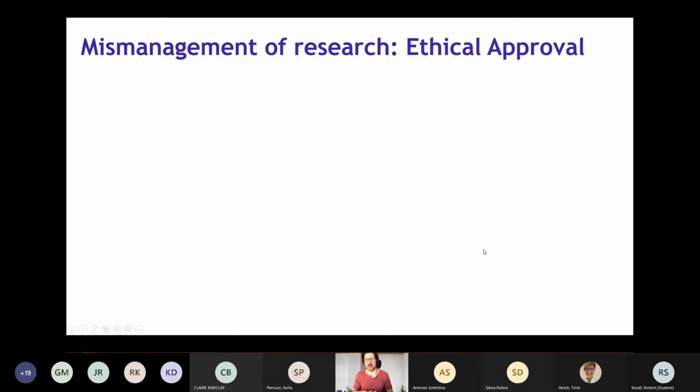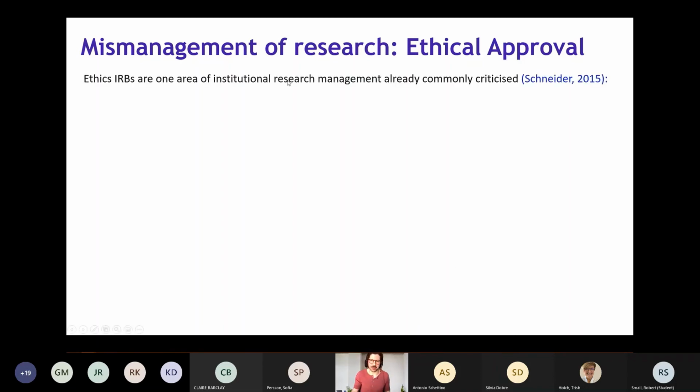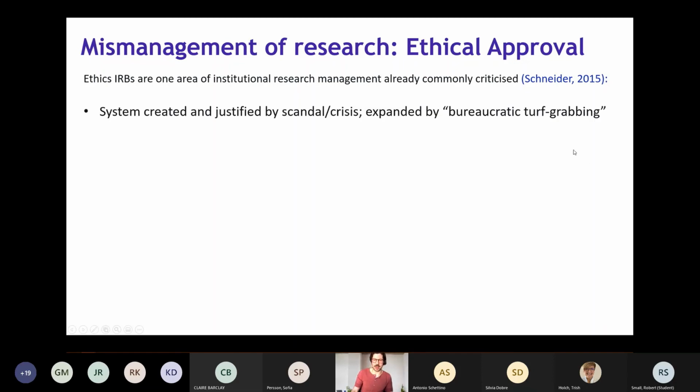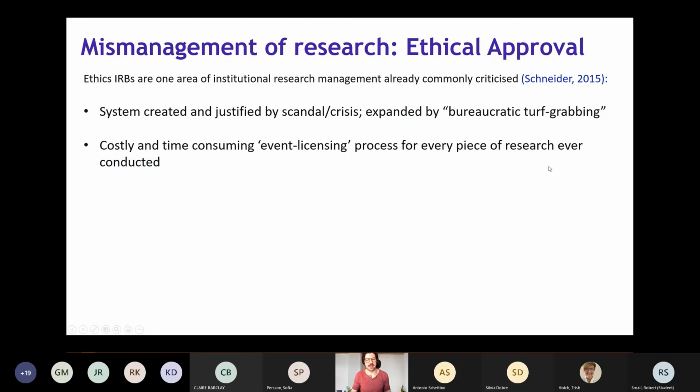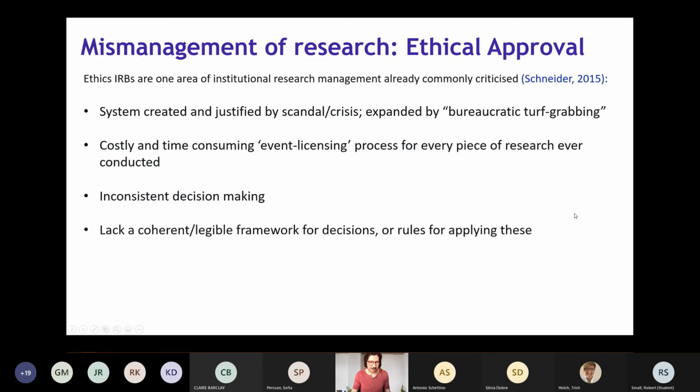And one example you might use as a similar thing of how an institution has perhaps mismanaged the process of research is ethics. This is one area of institutional research management that is already commonly criticized as being created by and justified by a scandal or crisis, and then expanded gradually by bureaucratic turf grabbing. It employs a costly and time-consuming event licensing process, where every piece of research conducted has to go through ethical approval. Anyone who's submitted more than one ethics application has probably experienced inconsistent decision-making, a lack of a necessarily coherent framework for the decisions, a tendency towards ideological and methodological orthodoxy about what constitutes research and what is good research practice, and unaccountable decisions.